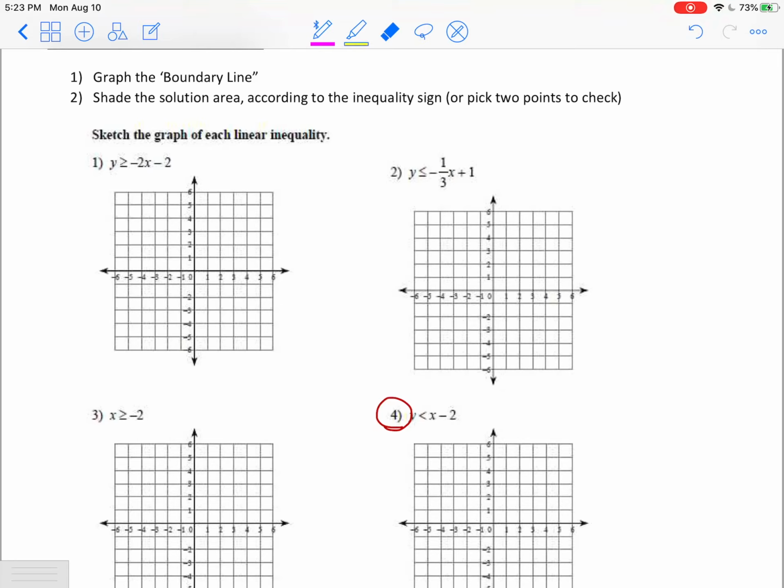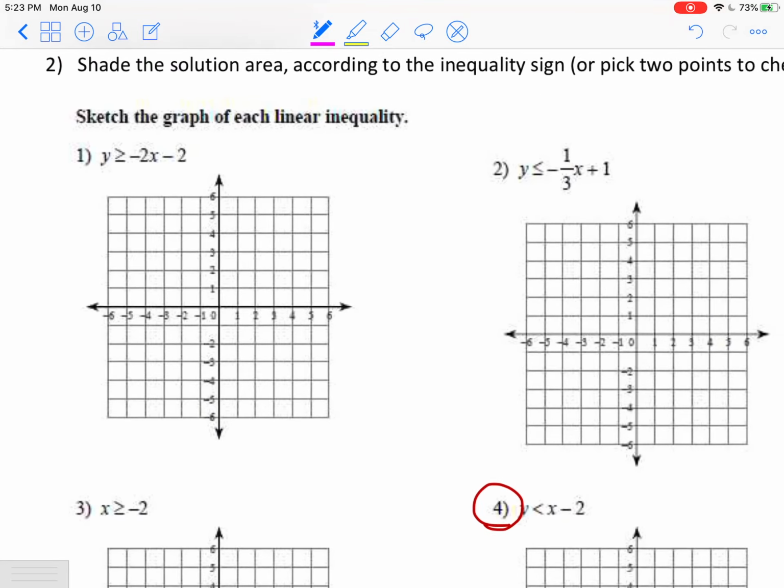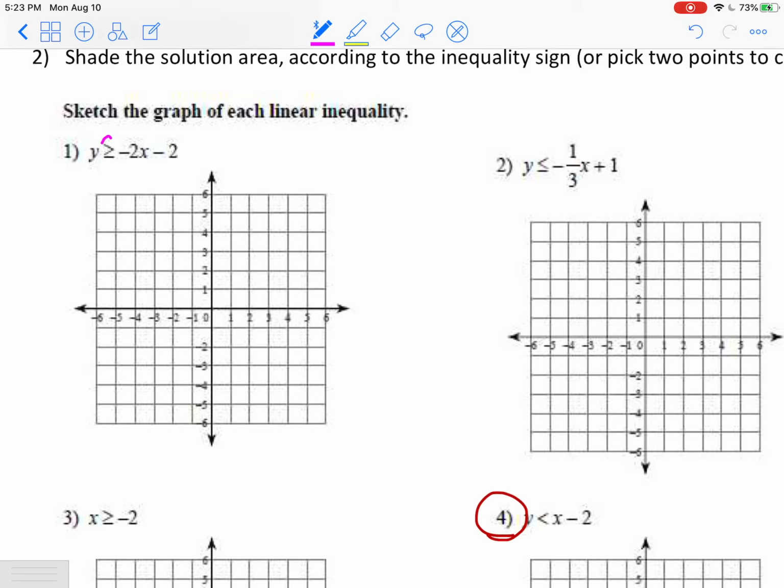Okay, this one is already written in slope-intercept form, so that's helpful. Okay, so let's take a look at our sign here. Looks like we have a greater than or equal to. So what does that mean? Well, the equal part means that it's a solid line. And the greater than means we're going to shade above. Okay, that's in terms of our shading. This is in terms of the type of line that we're going to choose.